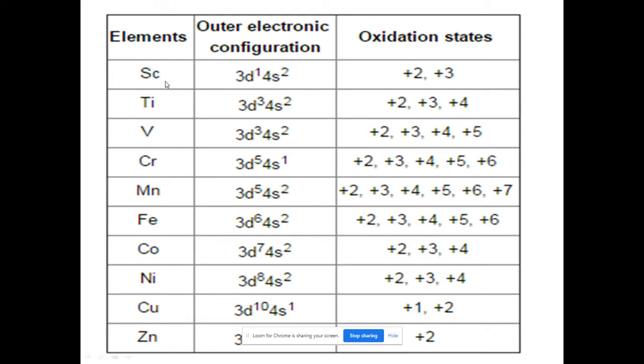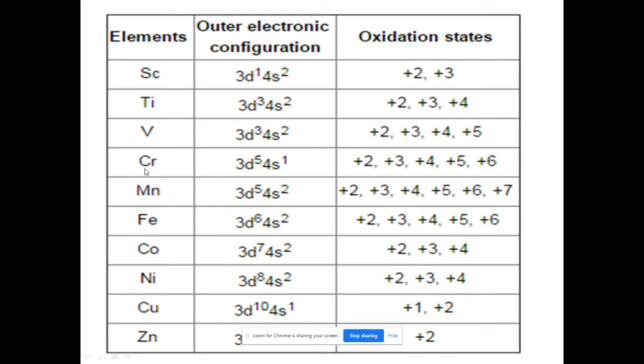See, let's look into the electronic configuration and the oxidation states of the d block 3d series, first element scandium. Outer electronic configuration is 3d1 4s2. It exhibits variable oxidation states of +2 and +3. The next element, titanium, with the electronic configuration of 3d2 4s2. Oxidation states +2, +3, +4. And the next element vanadium, electronic configuration 3d3 4s2. Oxidation states +2, +3, +4, +5.